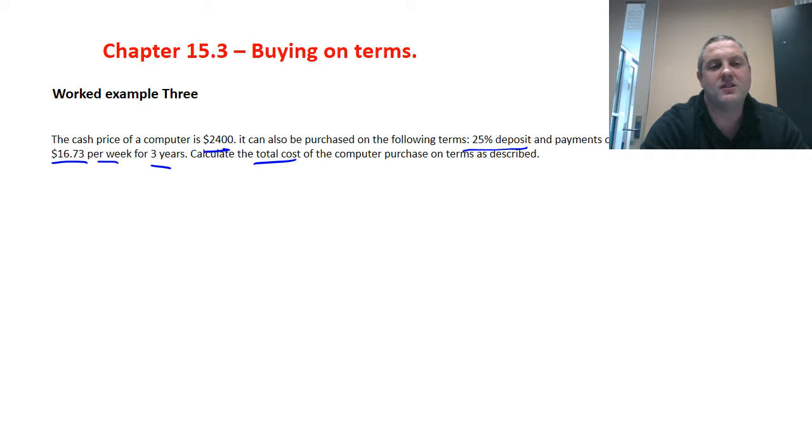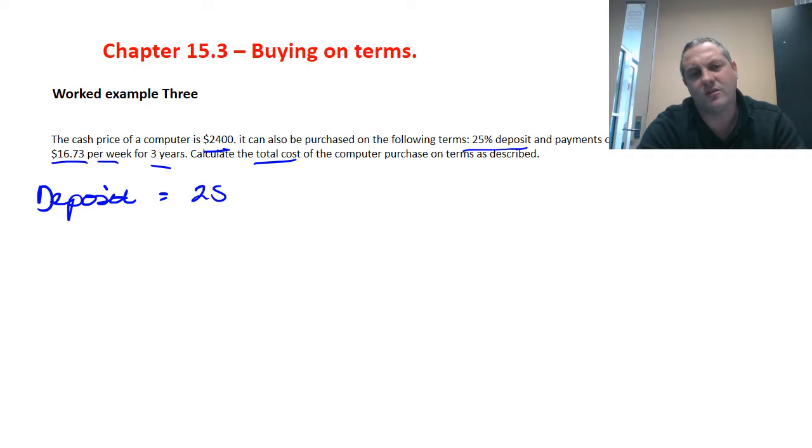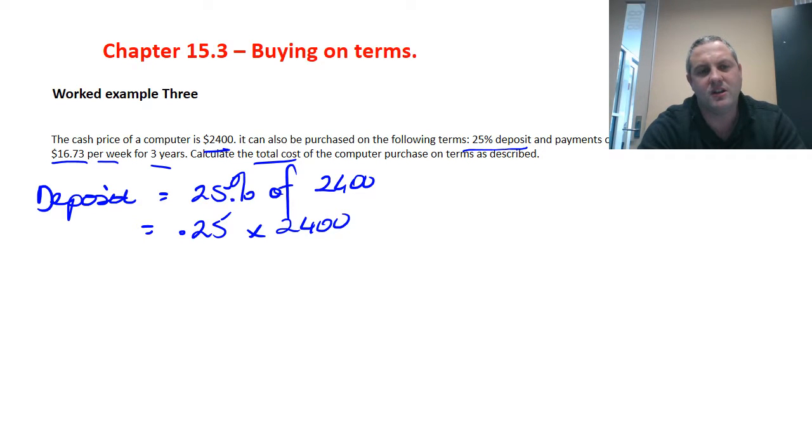So the first part is we need to work out how much you're going to put on a deposit. So we're going to write deposit. Now deposit's going to equal 25% of that 2,400. So to work that out, we say 25% of 2,400. Now to work it out, you're going to say 0.25 times 2,400. All we've done is move the decimal here to here. Okay, so 0.25 times 2,400. Otherwise, a quarter of it, which is $600.